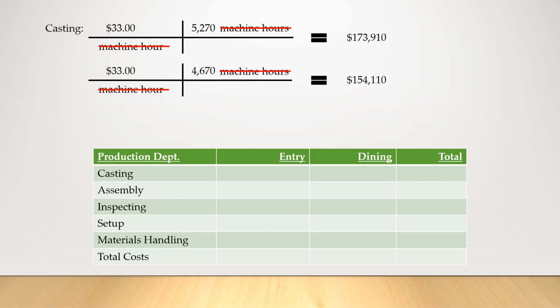To get our total cost for our two types of fixtures, we need to track the total cost per activity, which we'll do in the table shown here. The total casting cost for both fixtures sums to $328,020.